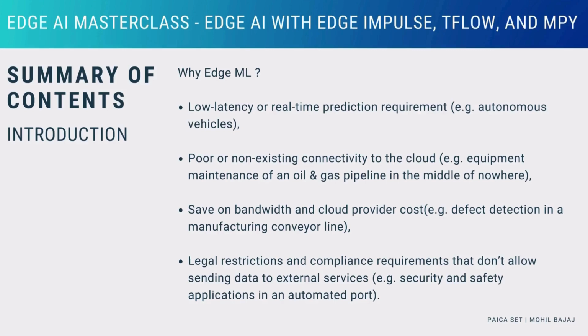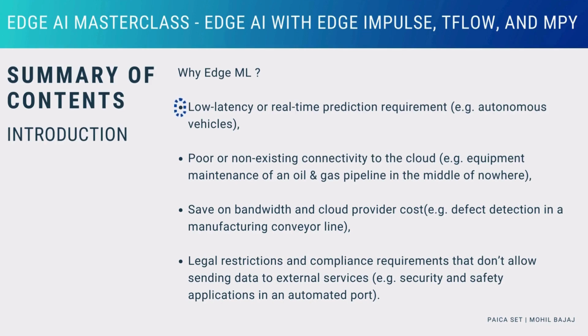Welcome to Why Edge Machine Learning. Now that we have a better understanding of what edge ML means, let's look at why we need edge ML. As we saw in the Red Hat definition, the primary reason for edge ML is low latency or real-time prediction requirement. Let's take the self-driving vehicle example again and see why it is super important that self-driving cars use edge ML.